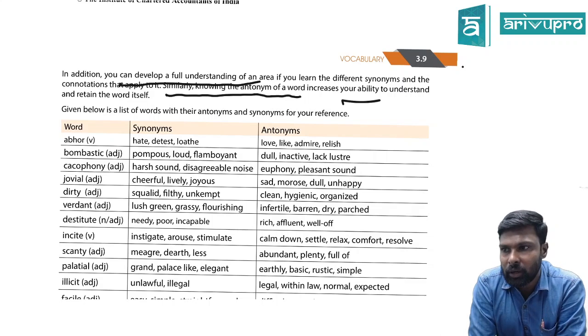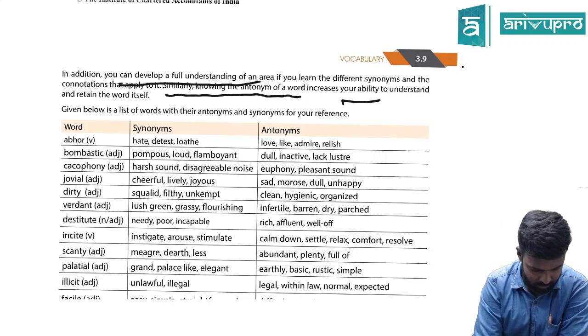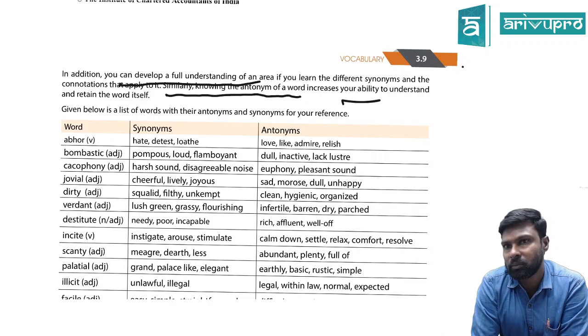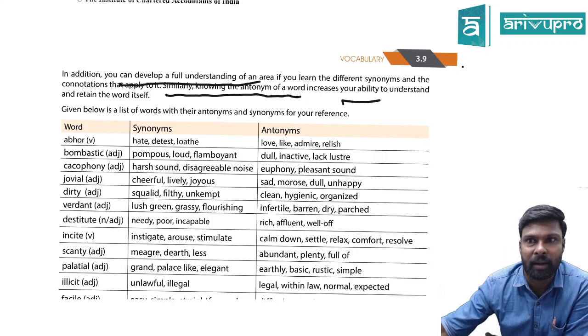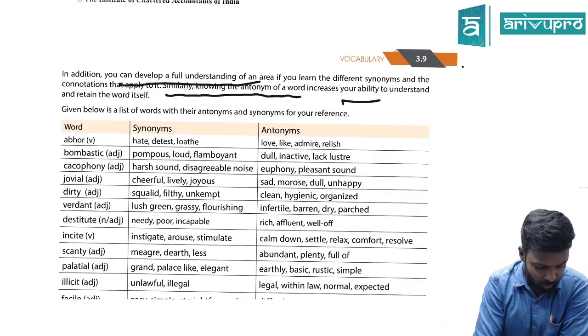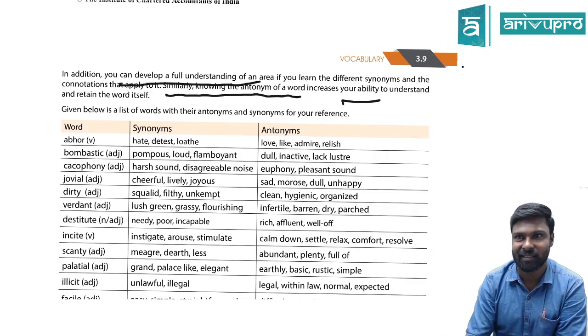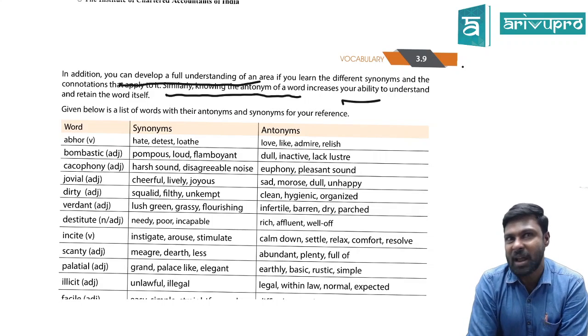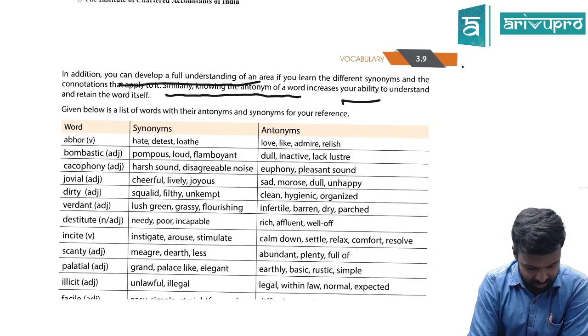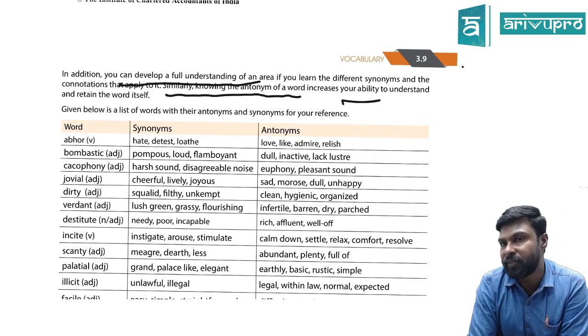Next, incite, instigate. Don't instigate people to commit mistakes. Meaning, don't push people. Arouse. Don't arouse the sleeping lion. Let it sleep. Next one. Stimulate. Right? Stimulus and response. Ivan Pavlov's theory of classical conditioning. Calm down. Settle. Relax. Comfort.